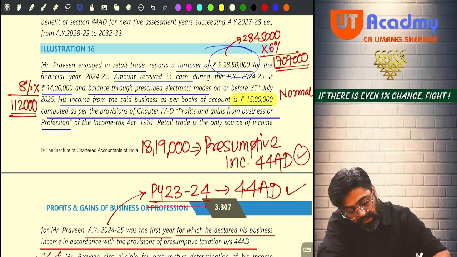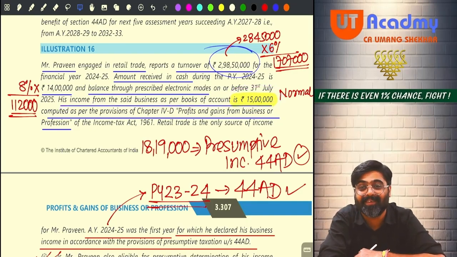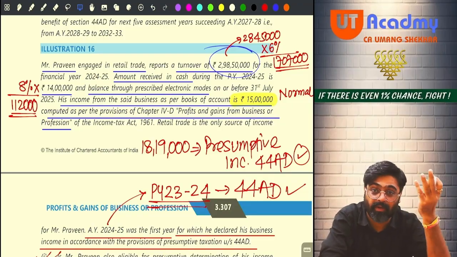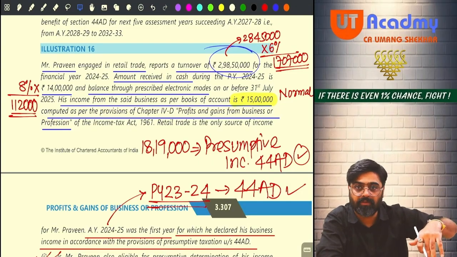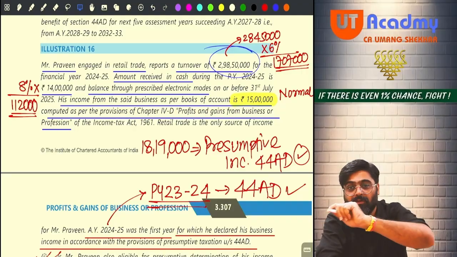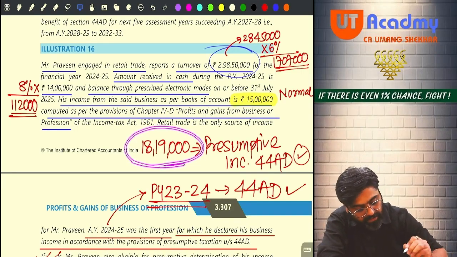Okay. Now what they are saying, his income from the side business as per books of account is 15 lakhs. Meaning regular provisions. So by following regular provisions, he is showing 15. And if he follows 44AD, he will have to show 18 lakh 19,000.